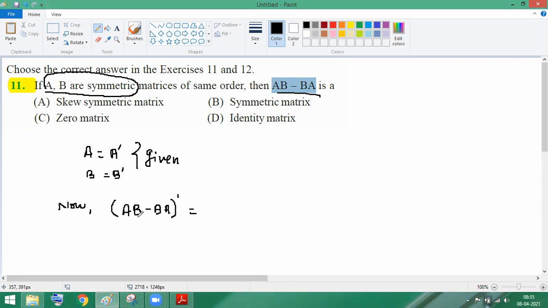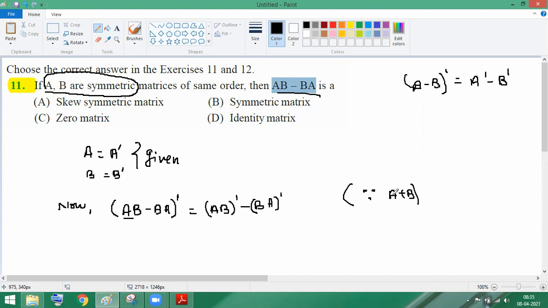Now tell me guys, what is the transpose of AB minus BA? Remember, can anyone tell me the property of the transpose? What is the transpose of A minus B? It is A transpose minus B transpose. Consider this the first matrix and this the second matrix. This is equal to AB transpose minus BA transpose. Any problem? Since the transpose of A plus or minus B equals A transpose plus or minus B transpose. Are you following all this, guys?